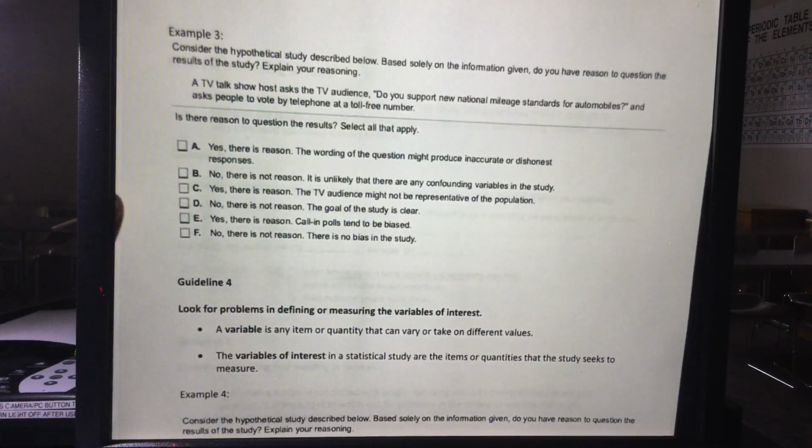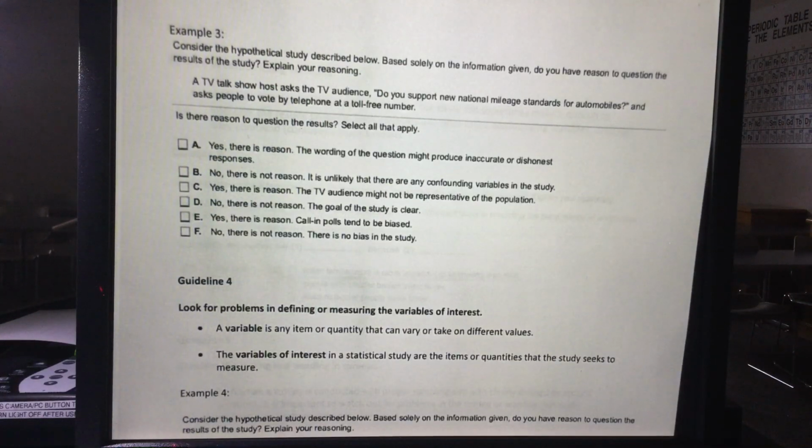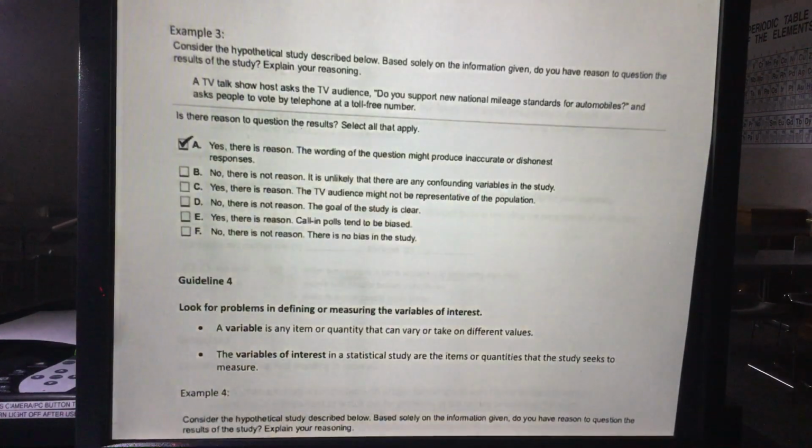Okay, we want to determine if there is a reason to question the results of this study. A TV talk show host asked the TV audience, do you support new national mileage standards for automobiles, and asked people to vote by telephone at a toll-free number? Well, in this case here, there is some reason to question this particular study. And here are some reasons. One is the wording of the question might produce an inaccurate or dishonest response. Okay.